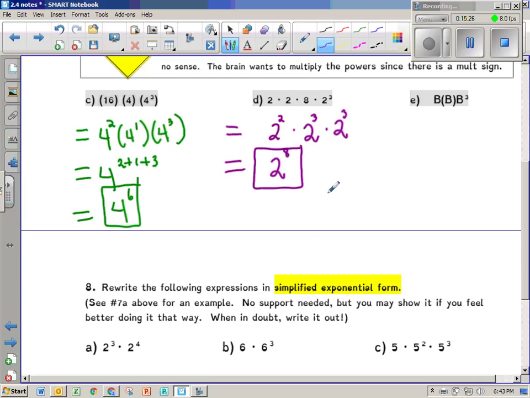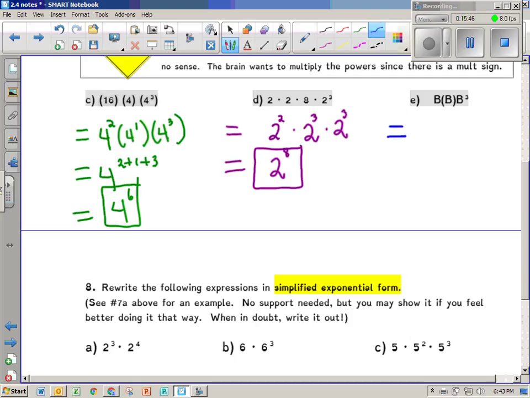It would be a lot harder if you just tried to multiply all these together. Remember, we're not trying to simplify. If we were, we would expand this 2 to the third and call it 8, and then just multiply all these numbers together, which wouldn't be nearly as much fun as what we're doing right now.